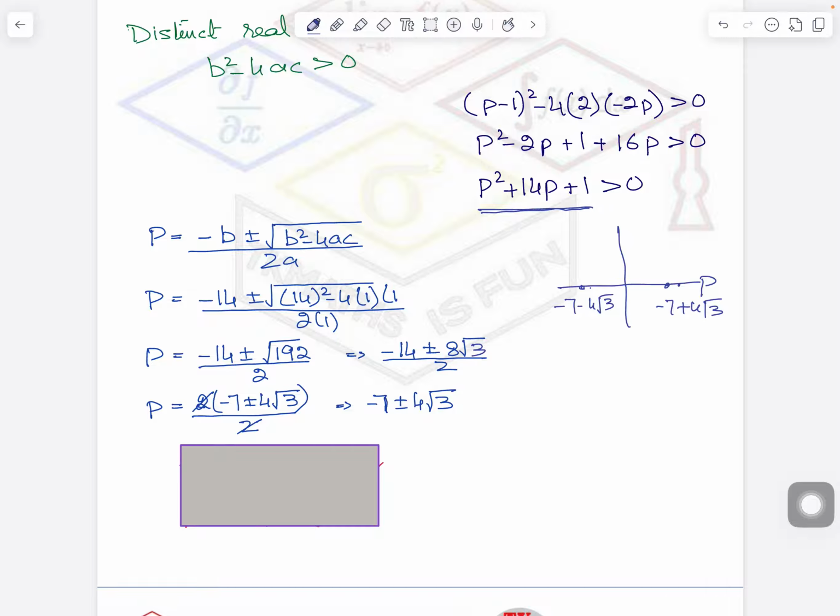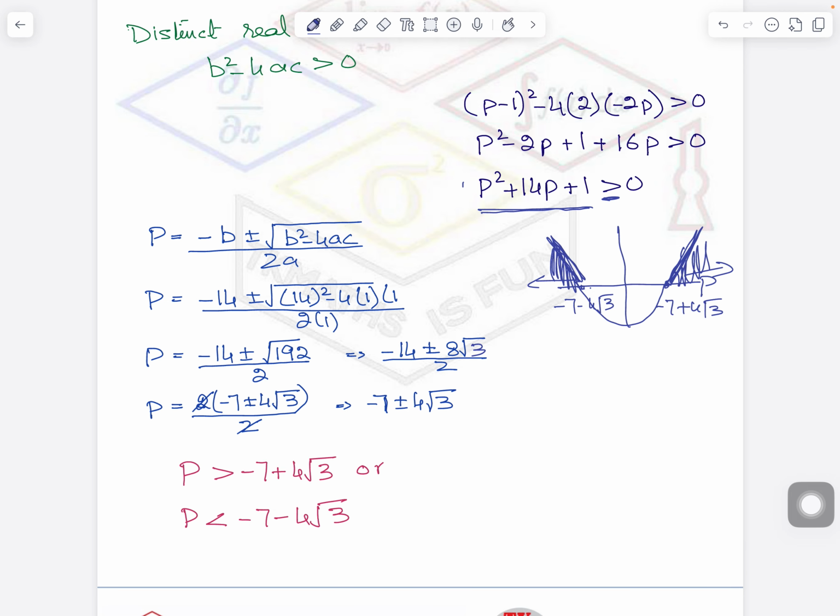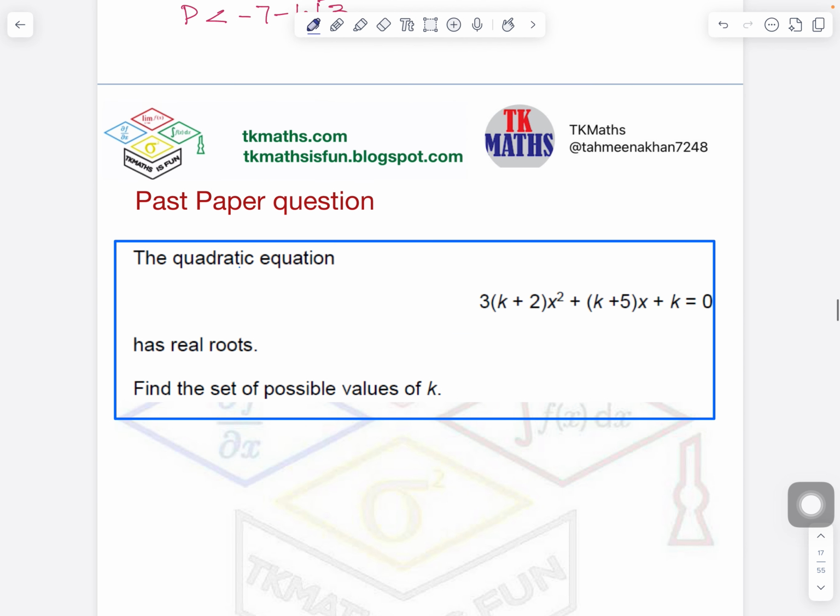Because the coefficient of p square is positive, the curve is like this. And because it is greater than 0, it means the part of the curve which is above the x-axis. So these are your values of p, which are your answer. So you will say: p is greater than minus 7 plus 4 root 3 and p is less than minus 7 minus 4 root 3.